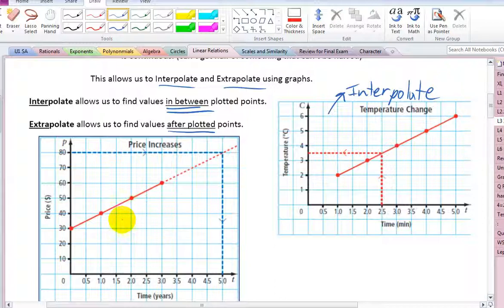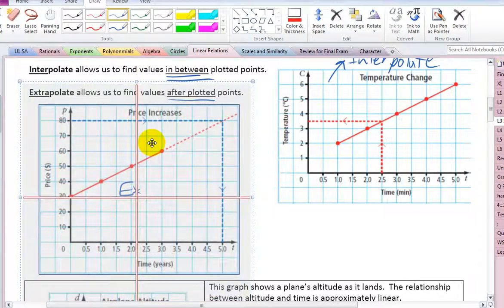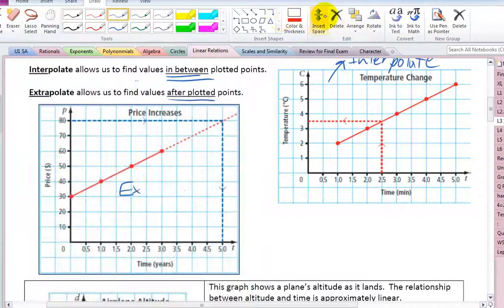This is an example of extrapolating. So for extrapolating, you have to draw this extended line first. Good.